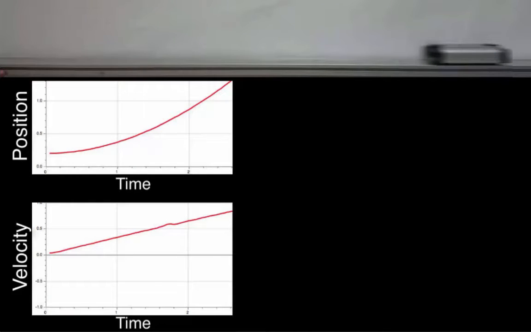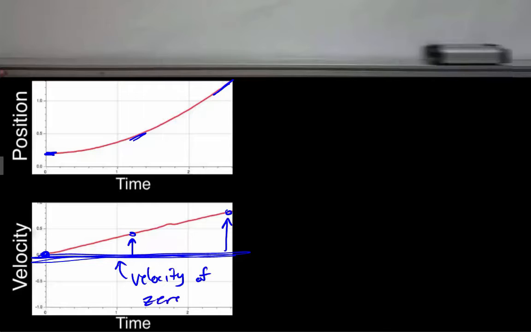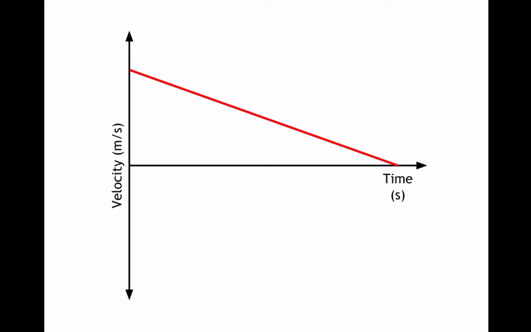So taking a look at what happened, we did see an object that started with a slope of 0 on its position time graph and got progressively steeper as time went on, meaning that it got faster. We also see an object that starts at 0 and then begins to speed up as time goes on, which is shown by points that are getting further and further away from the x-axis. Because remember, the x-axis on a velocity time graph represents a velocity of 0. So the further away we get from the x-axis, the faster we're going.